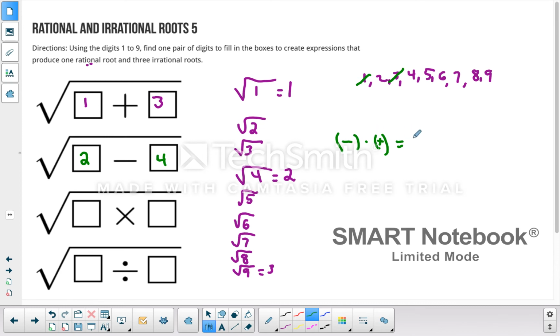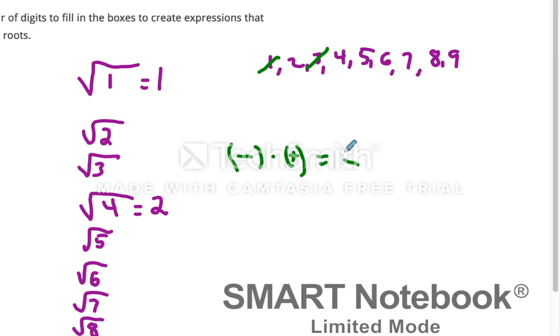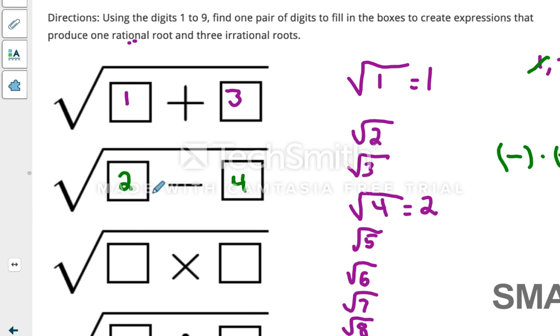But negative times a positive, that's going to get me a negative. So that can't be the case because you can't find the square root of a negative, because then you'd have to have the numbers be the same. And by virtue of this being a negative and this being a positive, they're not the same. So let's not do 2 minus 4. Let's instead do 4 minus 2. Let me erase this. 4 minus 2 will work because that gets me a positive.